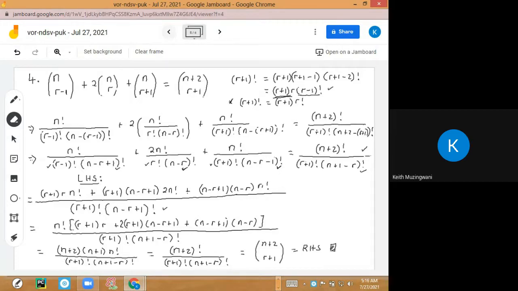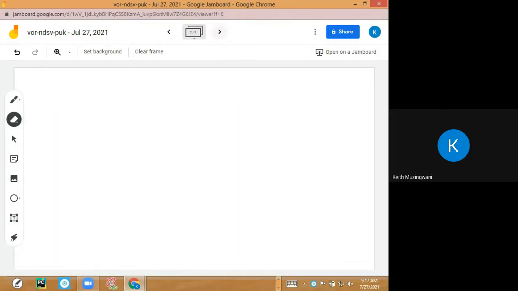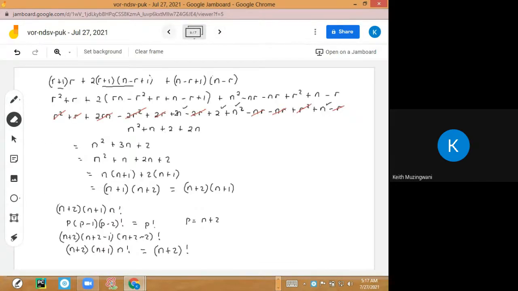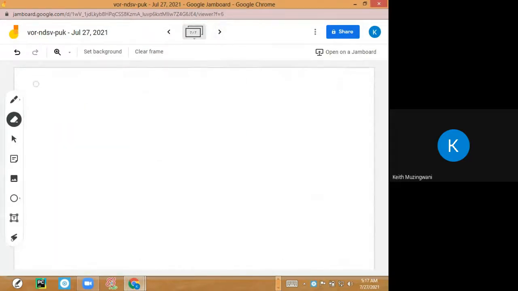Now the challenge is that in mathematics we have very few questions around the binomial. So we keep waiting, and when we meet it, we'll tackle it. This was identity number 4. Let's go to 5.